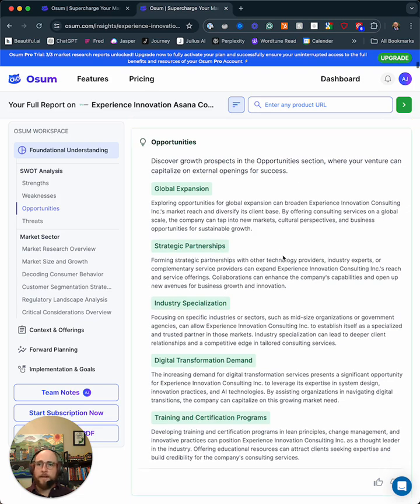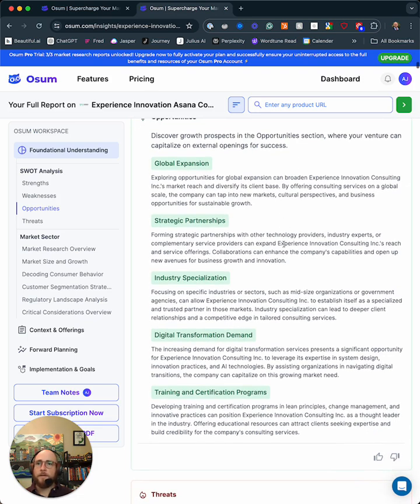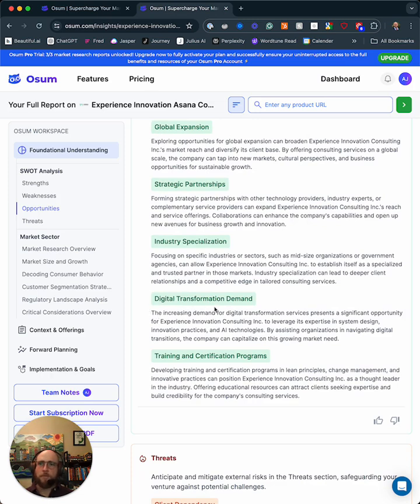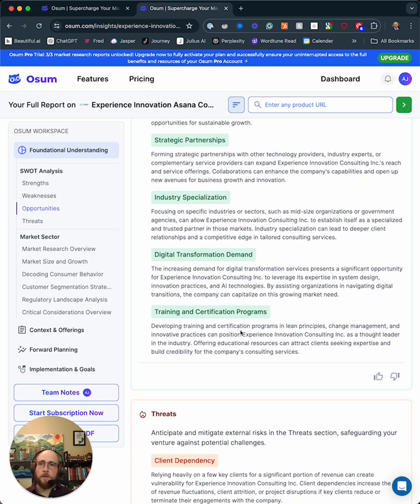Opportunities, again, I like this. It looked like good pieces of feedback, especially around the industry specialization. Pick one or the other, just based on the nature of our work. It's a little bit difficult, but that's okay. And I do appreciate the call out around digital transformation demand, and the option to train or expand into offering some type of training and certification. All good pieces of feedback, all align with our future roadmap.